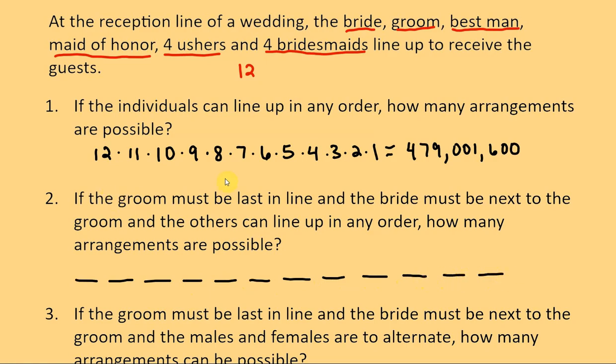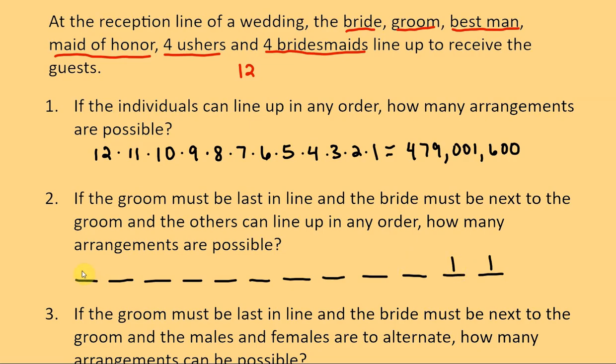So it says the groom must be last, so there's only one person that can be in that last position. And the bride must be next to the groom, so there's only one person that can be in that position. There were 12 total people in the wedding party. So that means if we have a particular person in this position, and a particular person in this position, that leaves only 10 that could be in the other positions.